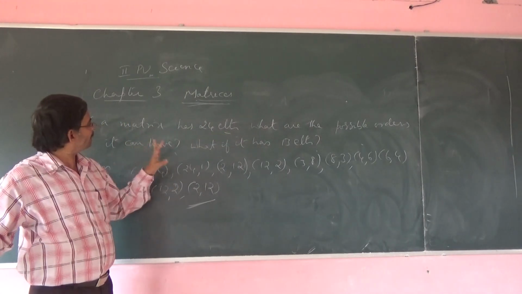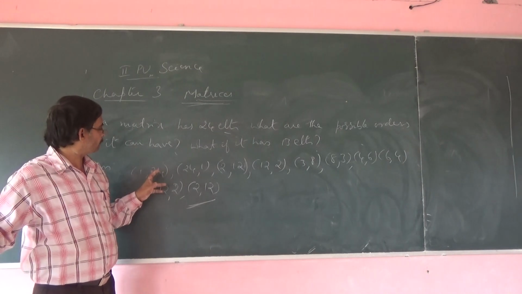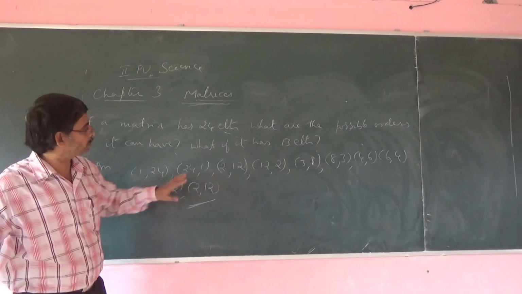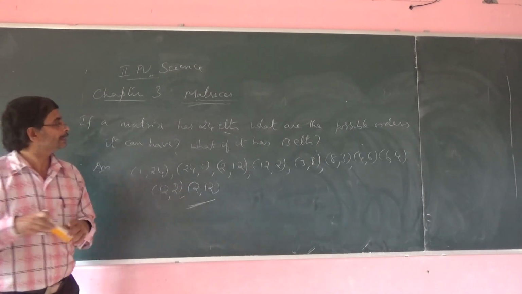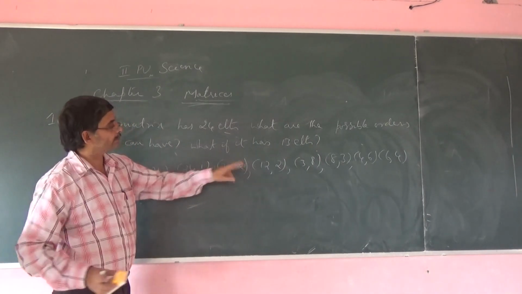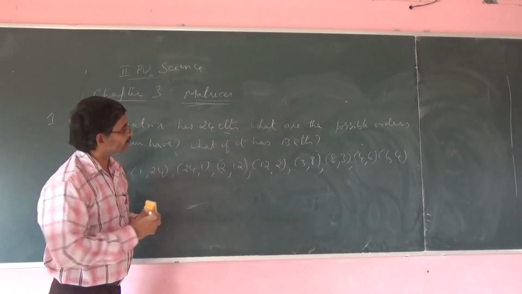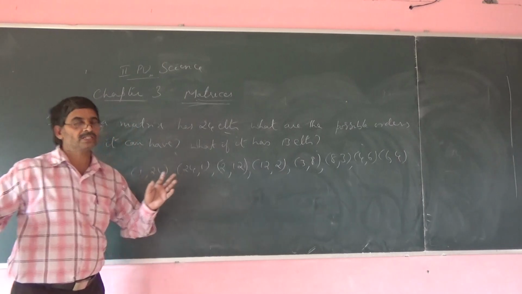What are the possible orders it can have? It can have orders like this: 1, 24, 24, 1, 2, 12, 12, 2, 3, 8, 8, 3, 4, 6, 6, 4. These are the possible orders you can have.